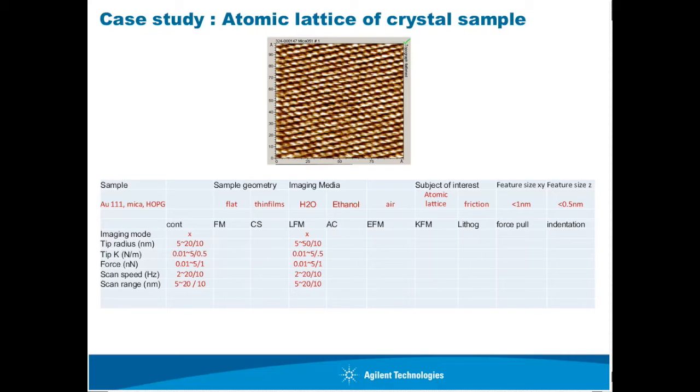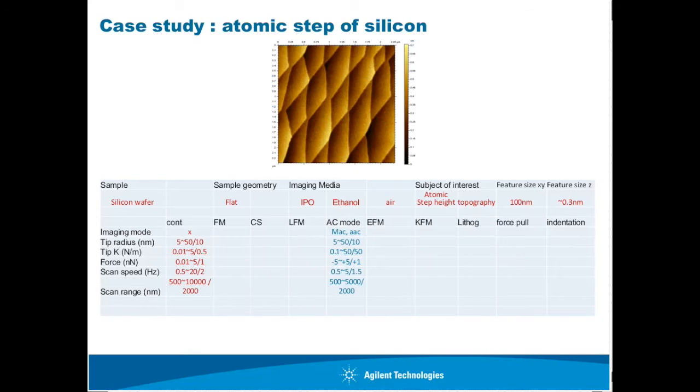Okay, next case, atomic steps of silicon. In this case, silicon, of course, and also, for example, silicon carbide, and all these atomic crystals are very similar to each other. They are relatively stiff and relatively hydrophilic. And ideally, you image them in ethanol or isopropanol. Air also works. This is a polished silicon wafer, actually. The sample is typically flat, and your imaging interest is measuring step height and topography. Feature size in XY is 100 nanometers, and Z is 0.3 nanometers.